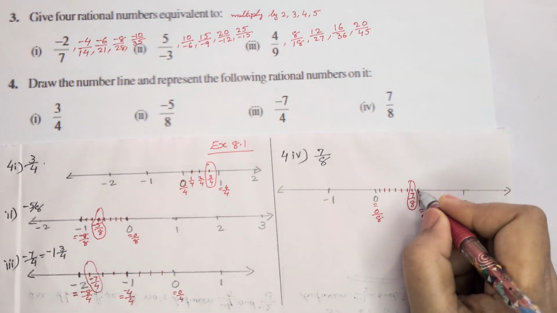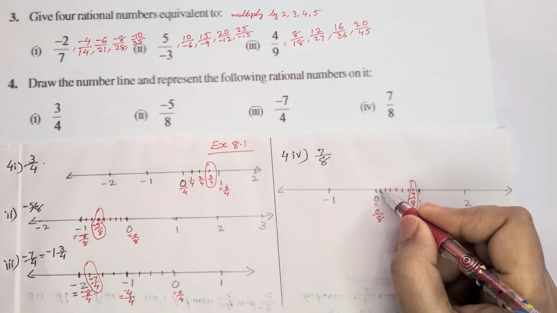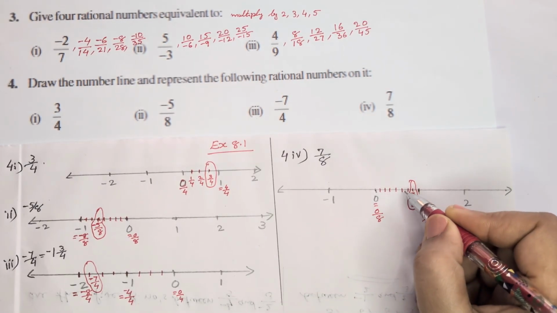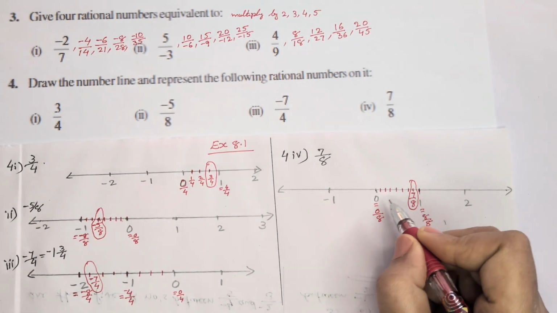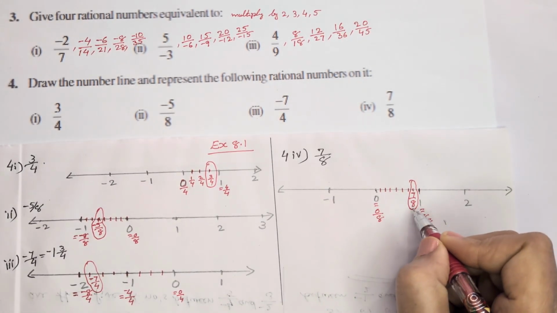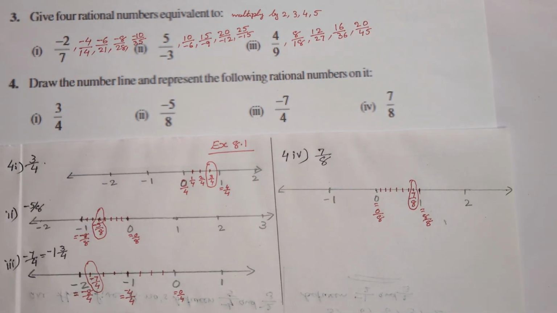7 by 8 is just before 8 by 8. So from here 1, 2, 3, 4, 5, 6, 7. 7 by 8. Dividing between 0 and 1 into 8 equal parts, and the 7th part.